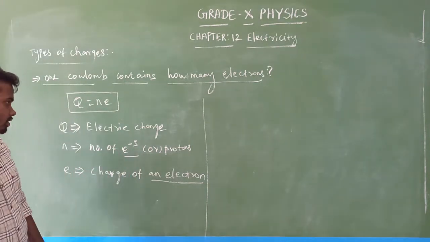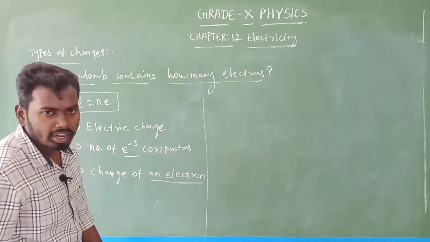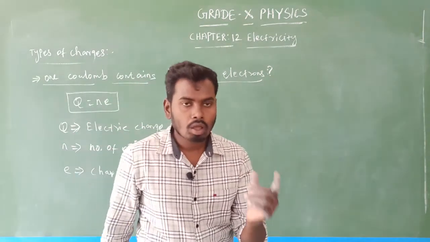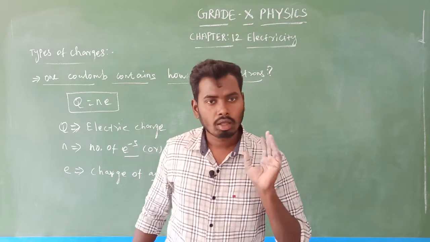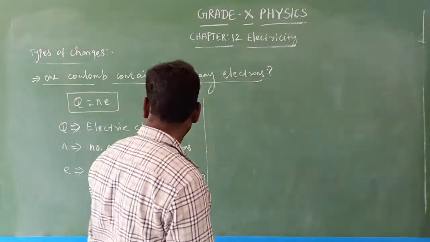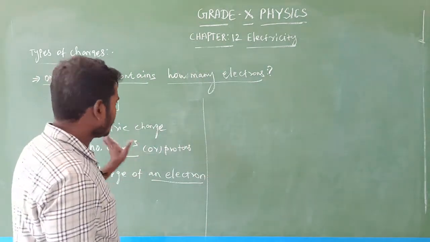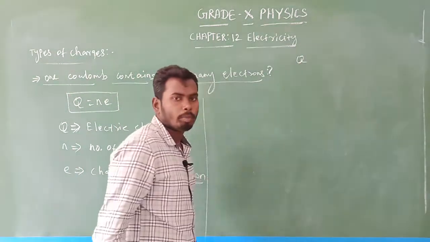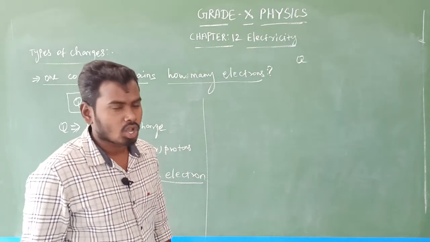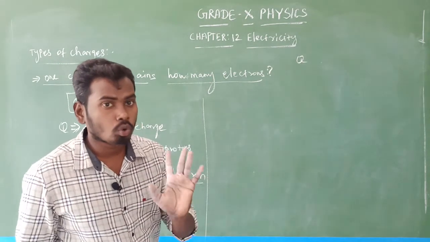Is it clear? Yes. So now I am going to find out how many electrons constitute 1 coulomb. Not only for electrons, this is also for protons. So Q equals Ne. Already we know what Q is. Q means electric charge. What is the SI unit of electric charge? That is coulomb. Am I right?